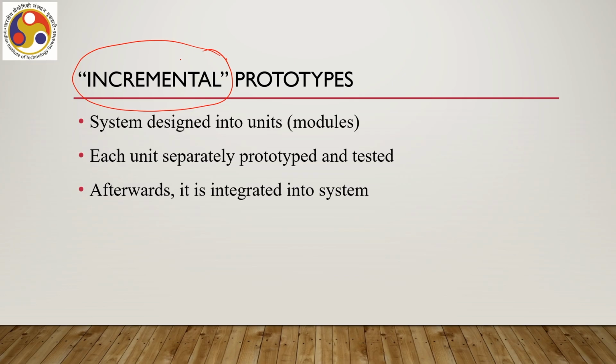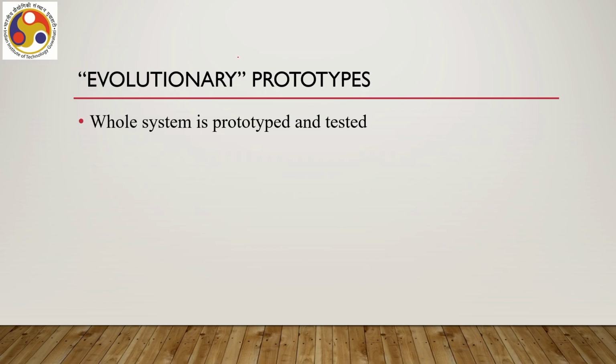Next is the incremental prototypes. In this case, the system is designed into units or modules. Each unit is separately prototyped and tested, and afterwards it is integrated into the overall system. So, that is incremental prototype. Finally, we have evolutionary prototypes. In this case, the whole system is prototyped and tested. In case of incremental, we have divided the system into modules based on the system design, and each module is separately prototyped, tested, and then they are put together to come up with the whole system.